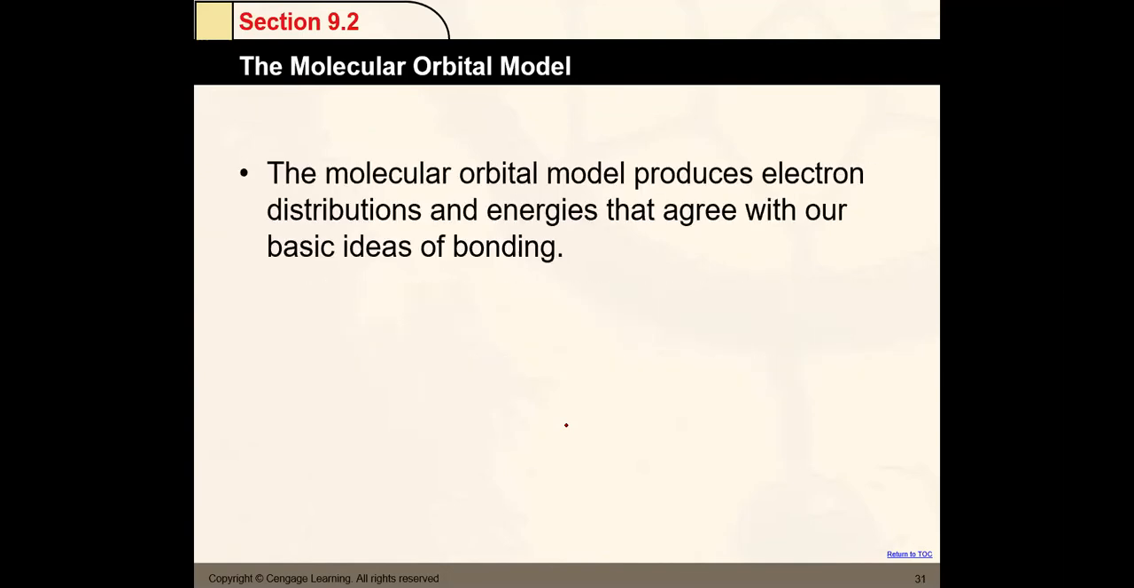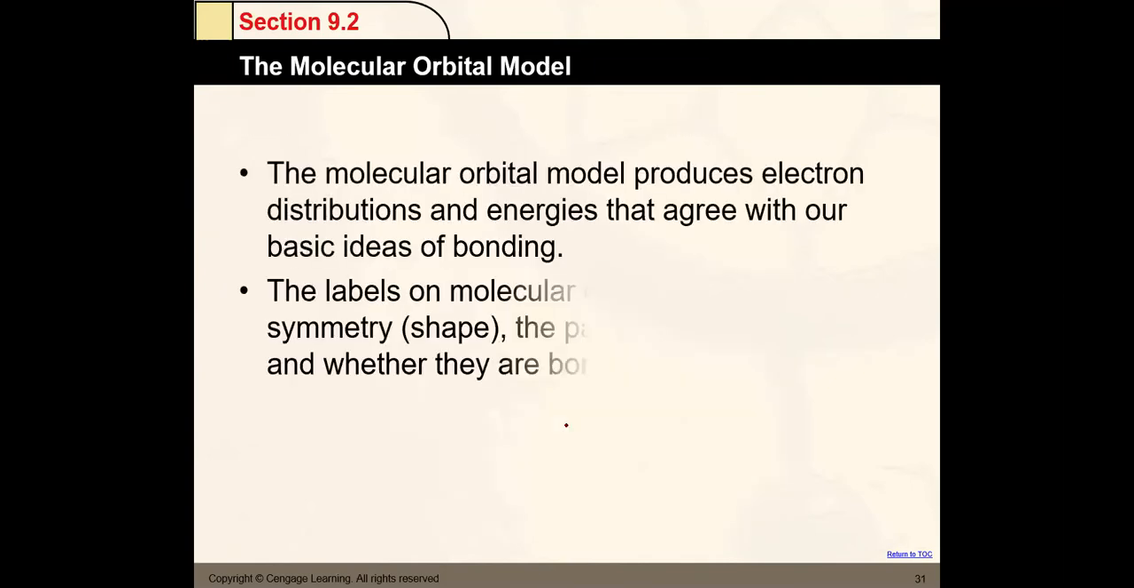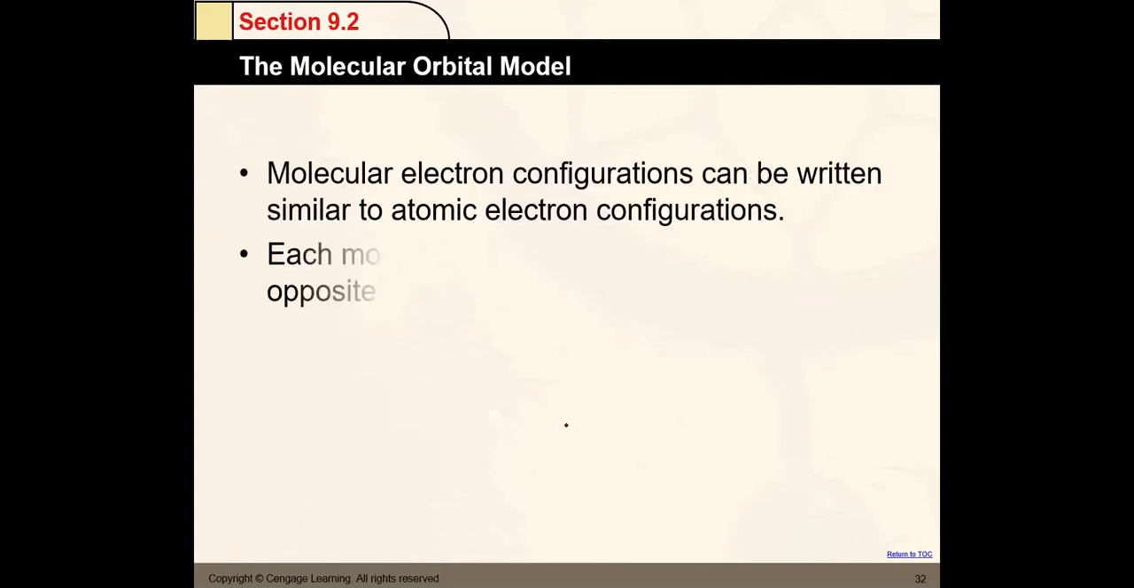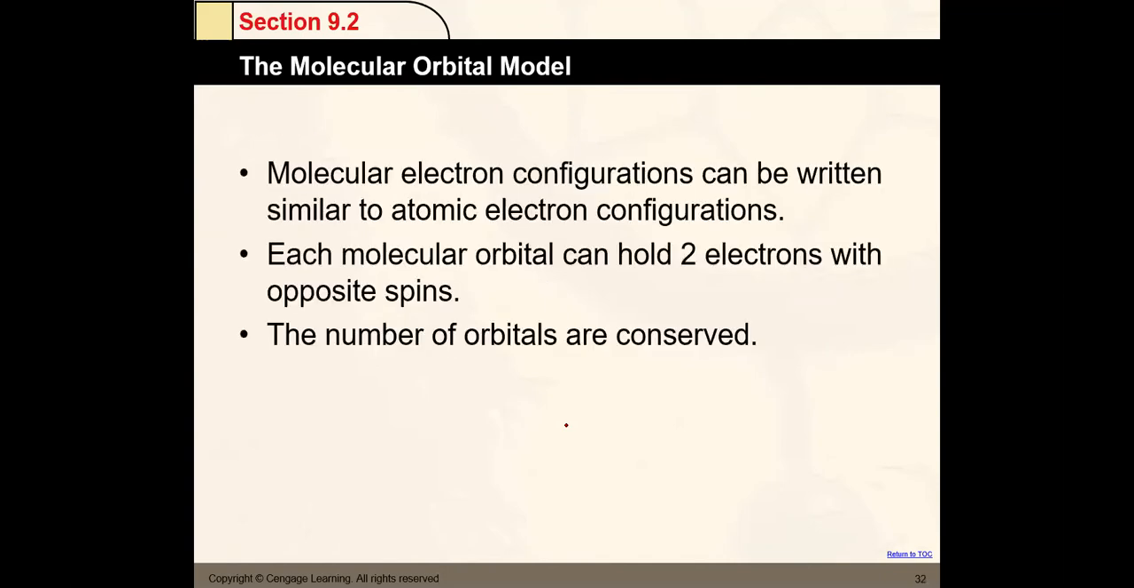Right, so let's see. Oh, here is something, the anti-bonding labels. Here, the molecular electron configuration can be written similar to atomic electron configuration. Each molecular orbital can hold 2 electrons, right, of opposite spins. What are those 2 electrons?